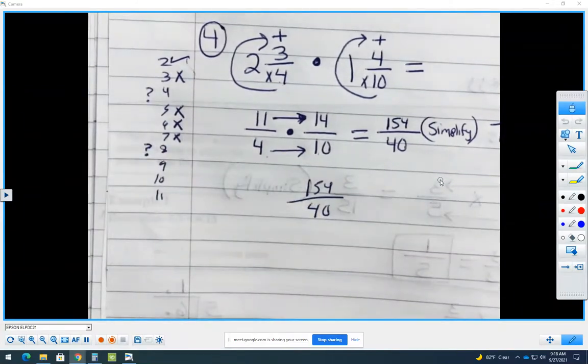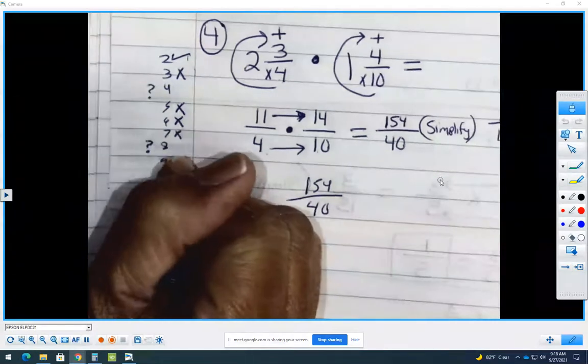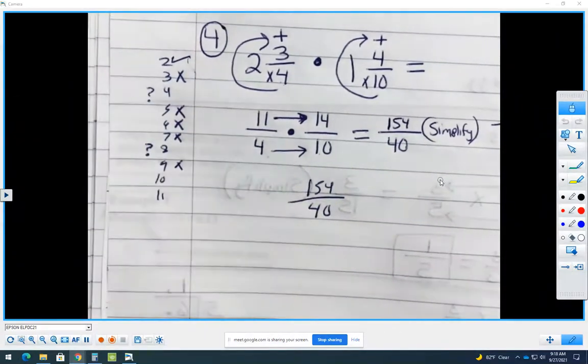9, can 9 give you 40? No. And you see how I'm going with the smaller one first, because that one I can probably do mentally rather than the bigger one. So if the 9 cannot give you the smaller one, then we don't have to even worry about taking the bigger one. Can 10 give me 40? Yes. But can 10 give you 154? No. Who thinks that they know the rule of 10?